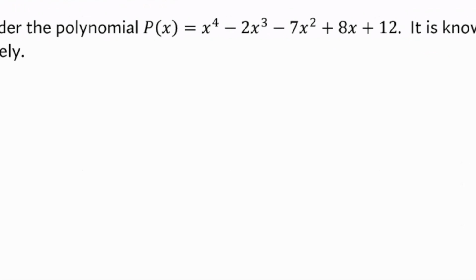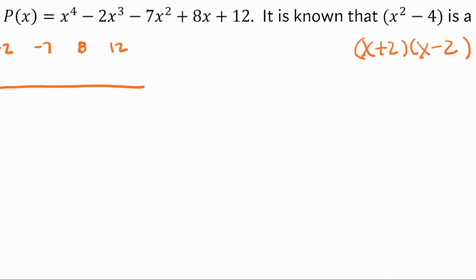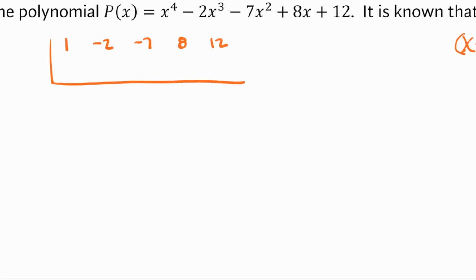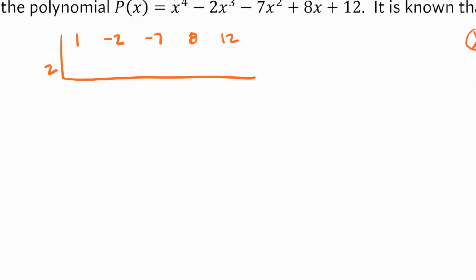So I'm going to copy in the coefficients of p: 1x to the 4, negative 2x to the 3, negative 7x to the 2, positive 8x, and positive 12. And then I'm going to put positive 2 and negative 2 through synthetic division, because I've got x minus 2 and x plus 2. So I'll just start with positive 2, I guess. Negative 14. Makes negative 6, positive, nope, negative 12, and 0.